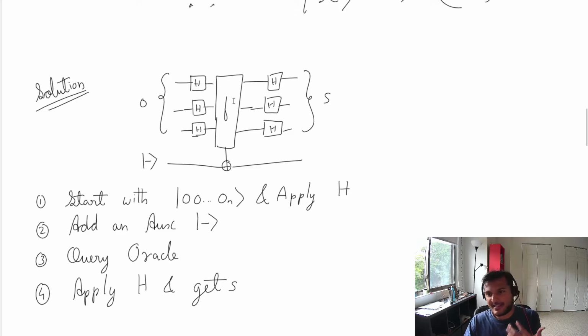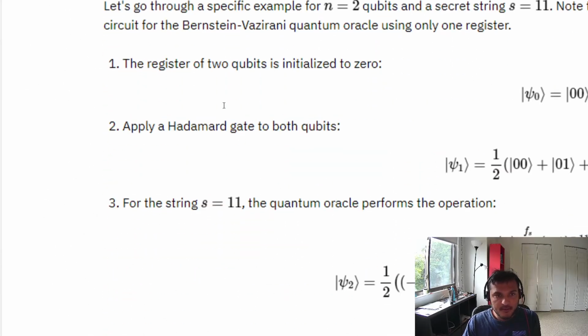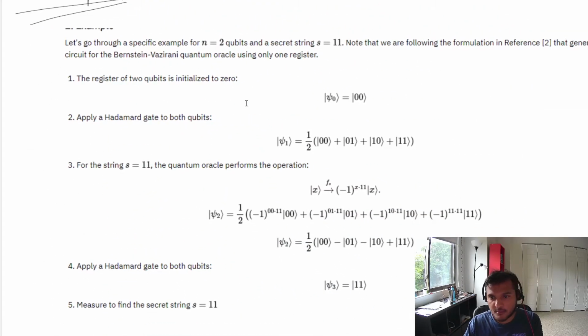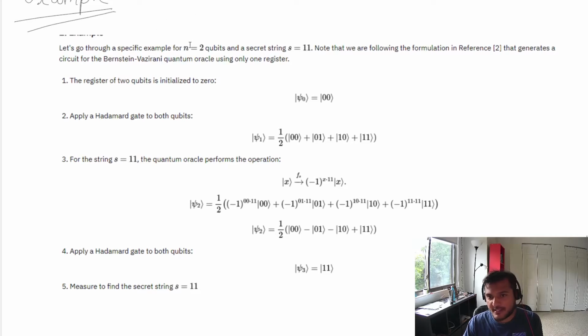So let's look at an example first, and then I will walk through the code. This example I have directly taken from the Qiskit documentation. Let's say we are dealing with an n equals 2 state, or rather a 2 qubit state, and my secret string is 1, 1. So first I start with a 0, 0 state. Like I said, you always start with a 0, 0 state, and then you apply Hadamard to both the bits. So when you apply Hadamard to the first 0, you get (0 plus 1) divided by square root 2. Then you multiply it by the same thing again, and this is what you get.